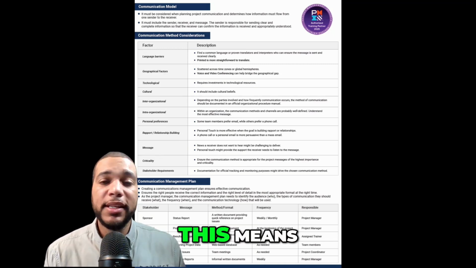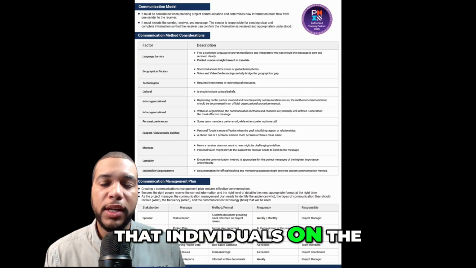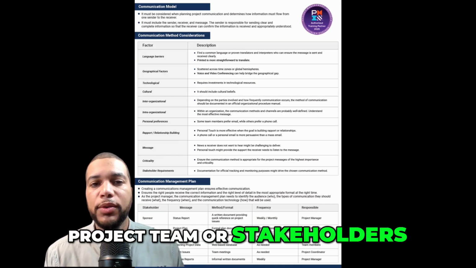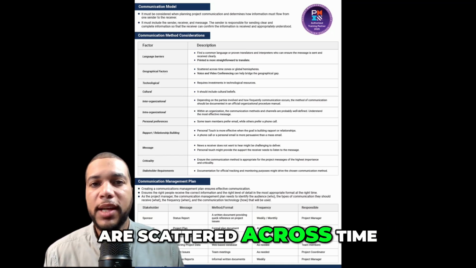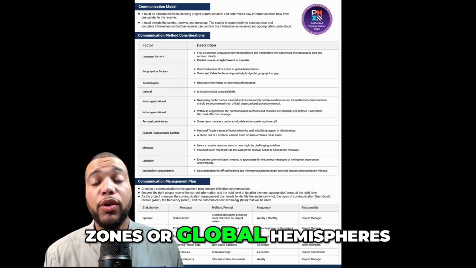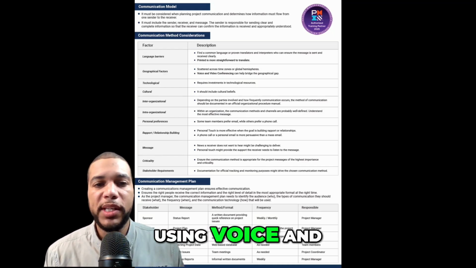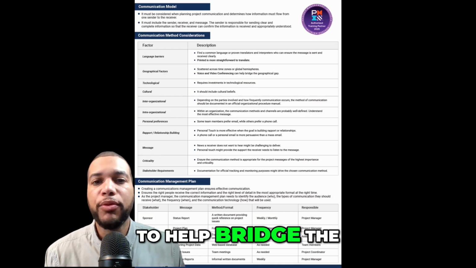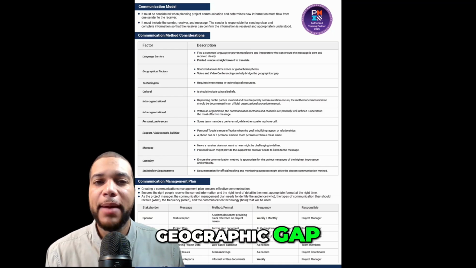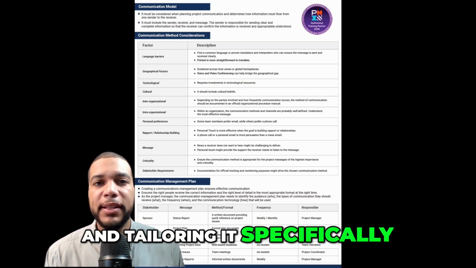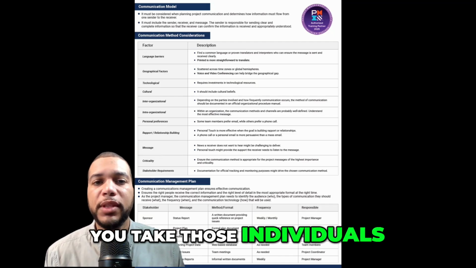Geographic factors. This means that individuals on the project team or stakeholders are scattered across time zones or global hemispheres. Take this into consideration, using voice and video conferencing to help bridge the geographic gap and tailoring it specifically to make sure that you take those individuals into consideration.